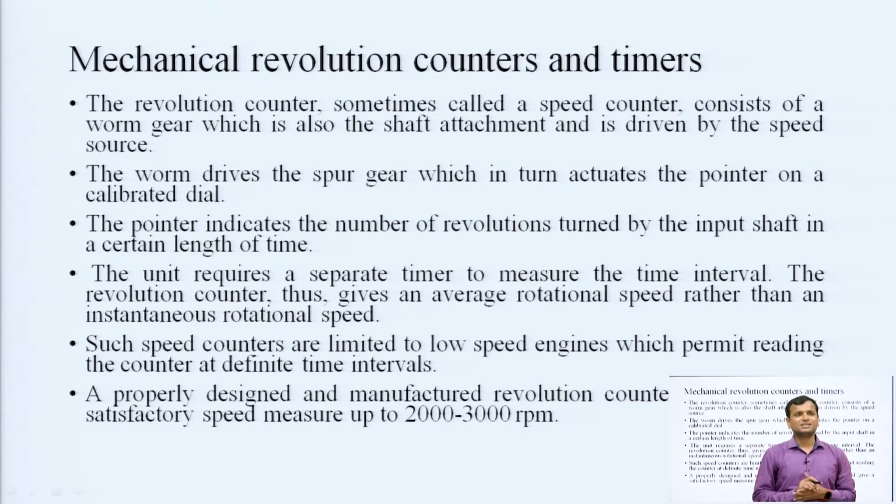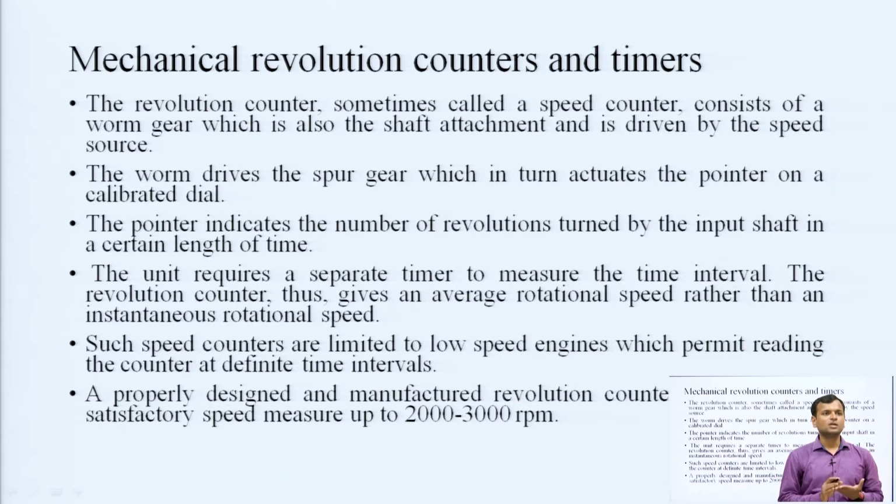Now the next device is the mechanical revolution counters and timers. It can also be used to give you the rotational speed or the rotational displacement. The revolution counter, sometimes called the speed counter, consists of a worm gear, which is also the shaft attachment, driven by the speed source. Also the worm drives the spur gear, which in turn actuates the pointer on the calibrated dial. The pointer indicates the number of revolutions turned by the input shaft in a certain length of time.